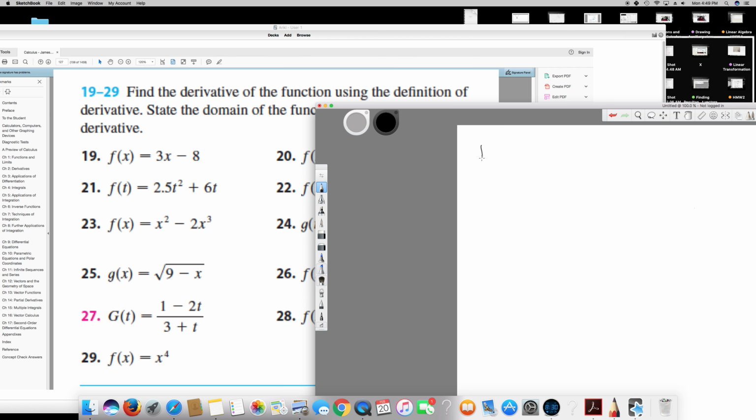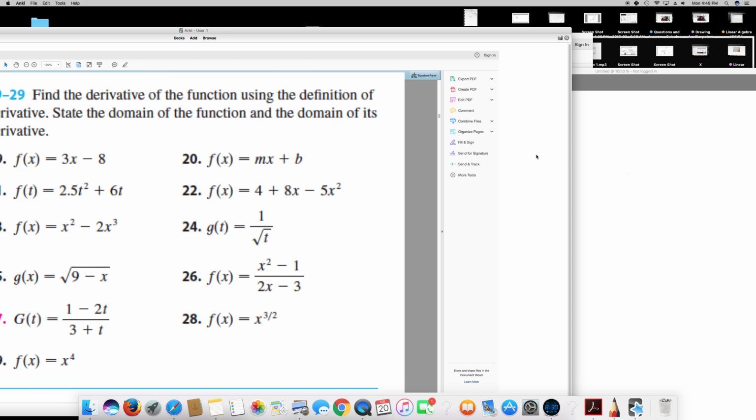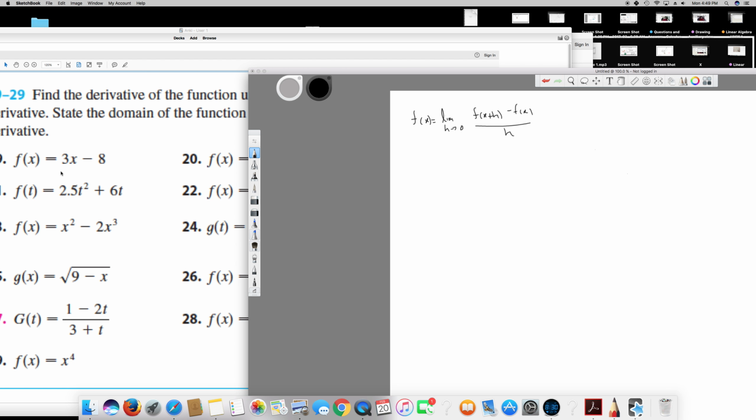So the derivative equation is something like this. f'(x) equals the limit, we have to use limit, as h approaches 0, of f(x plus h) minus f(x), over h. This is the derivative equation. First, let's apply this equation to the first question.